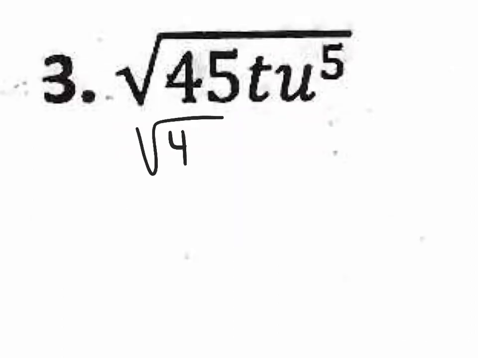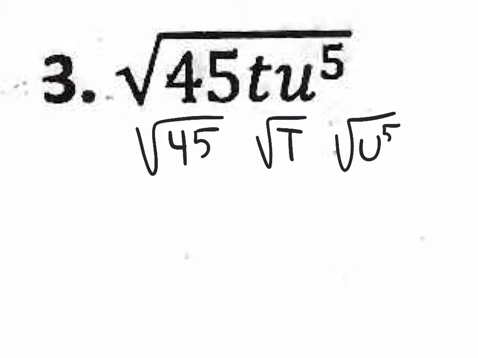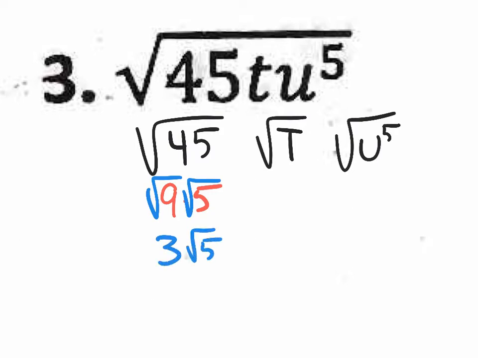And you're going to have the square root of 45, the square root of t, the square root of u to the 5th. Now, the square root of 45, since we're doing square roots, you want a perfect square number. 45 is not a perfect square number, but you could rewrite it with multiplication to get 9 times 5. 9 is a perfect square number. So when you split it, you'll actually get 3 square root of 5. Now let's simplify the rest. Now the square root of t, you can't do anything with that. Let me just bring it down, square root of t.